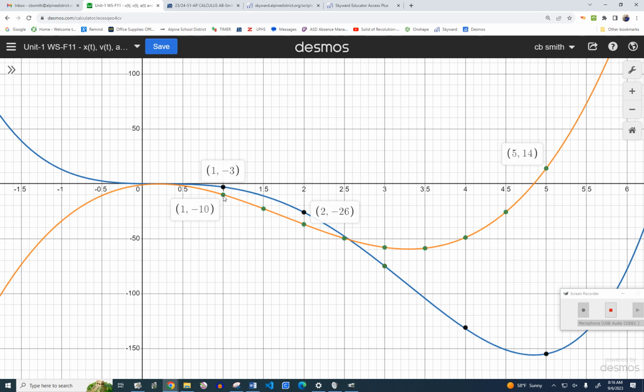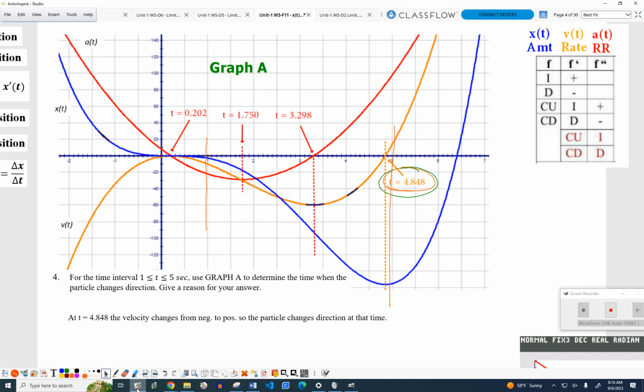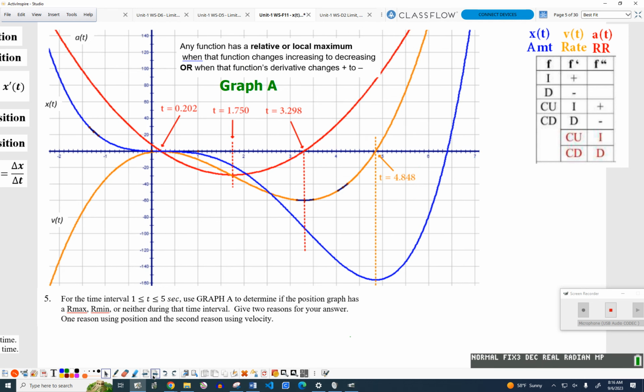Cool. Back to here. Go to number 5. It says for the time interval 1 to 5, use the graph to determine if the position graph has a relative max. This is an abbreviation. I just write R max. You can use that abbreviation on the AP test, so I will use it all the time. R max and R min, or neither, so it's one of three possibilities, in the time interval.